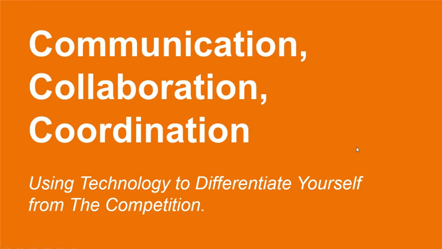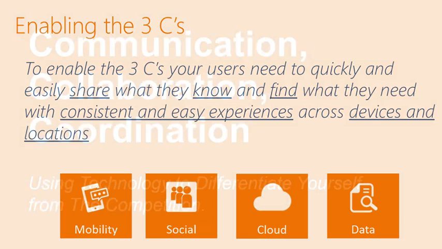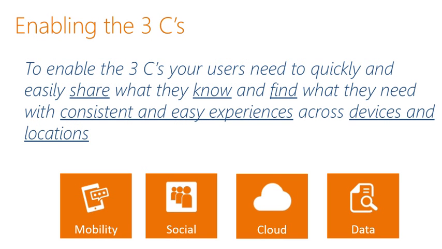All righty. So the 3 C's, communication, collaboration, coordination. We're going to cover how you can use technology to differentiate yourself from the competition. So enabling the 3 C's. We define this as, in order to enable the 3 C's, your users need to quickly and easily share what they know, find what they need with consistent and easy experiences, and ideally across devices and locations. And that's really the power of Office 365, and it's really bringing that to the table.